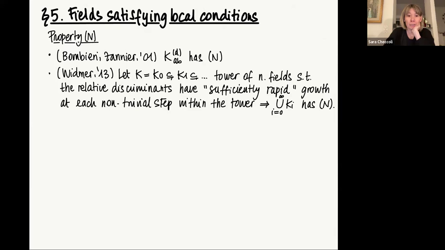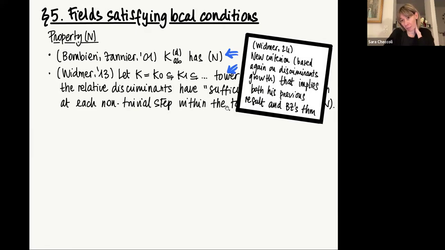This is a result on the Northcott property in some other direction. This gave the first new examples of fields with the Northcott property which are infinite extensions and which are not of this form. And actually, very recently, Martin also proved a new criterion, which is always based on discriminant growth, that implies both his previous result and also covers, in some sense, Bombieri and Zannier's theorem. So the question is: are there other criteria or other results on this Northcott property?